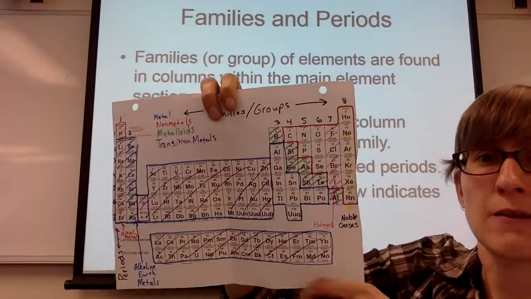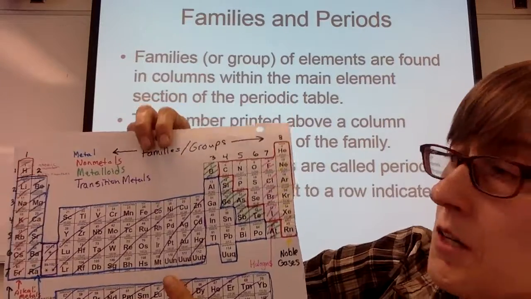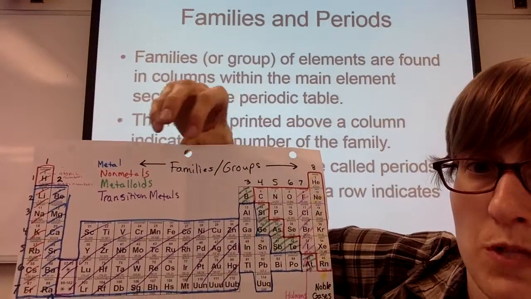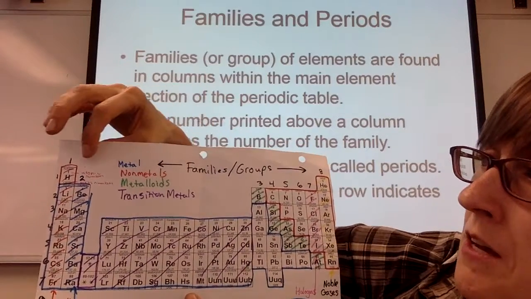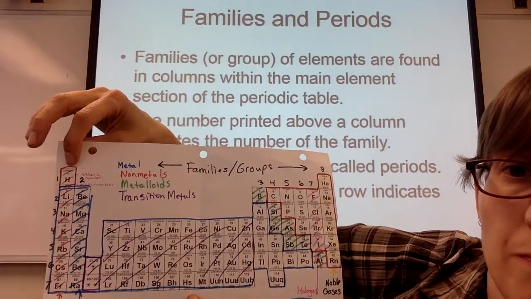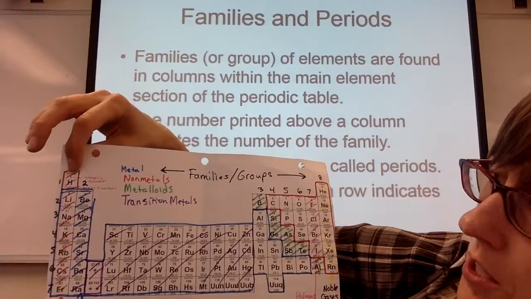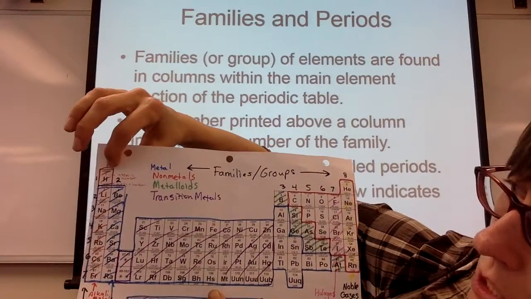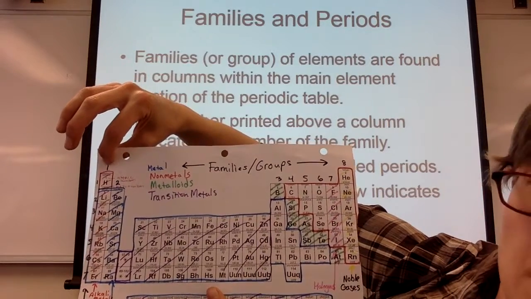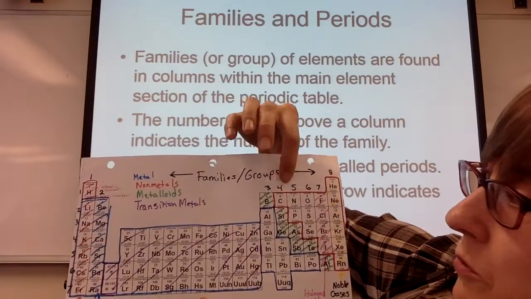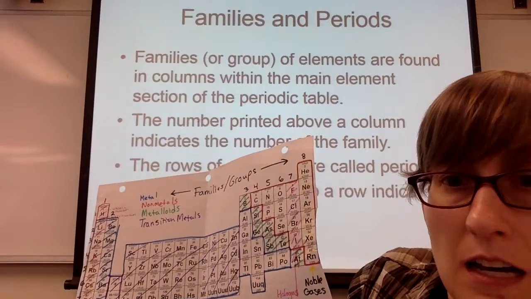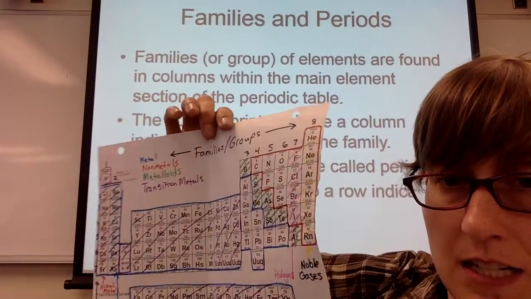So we have families and periods, and you'll notice up here on my periodic table, I labeled families and groups, so please make sure you do the same on yours. Families and groups are the different columns that we have on the periodic table. And I want you to put numbers on yours as well, starting over here, 1, 2, 3, 4, 5, 6, 7, 8. And those are the families of the periodic table.